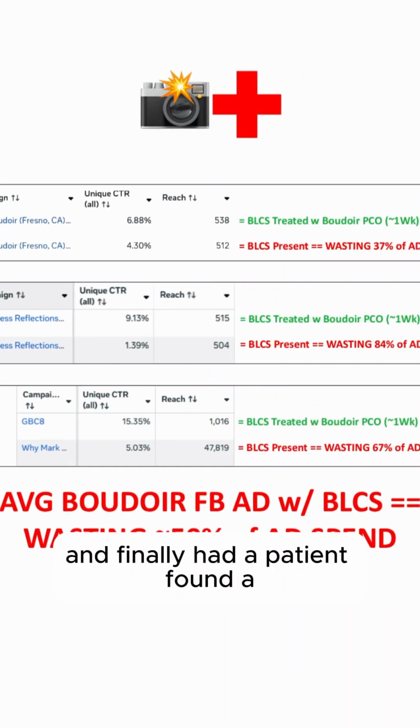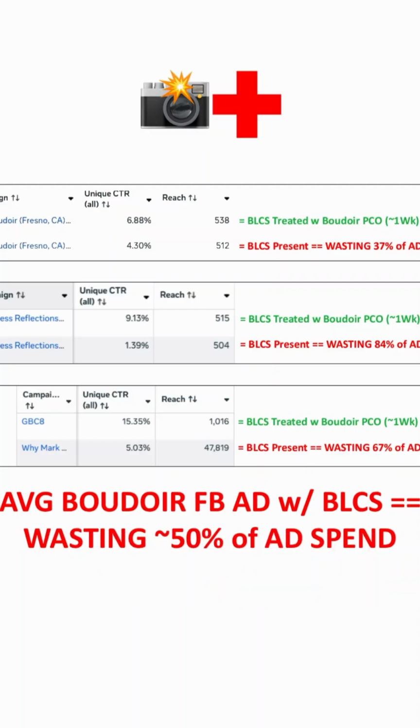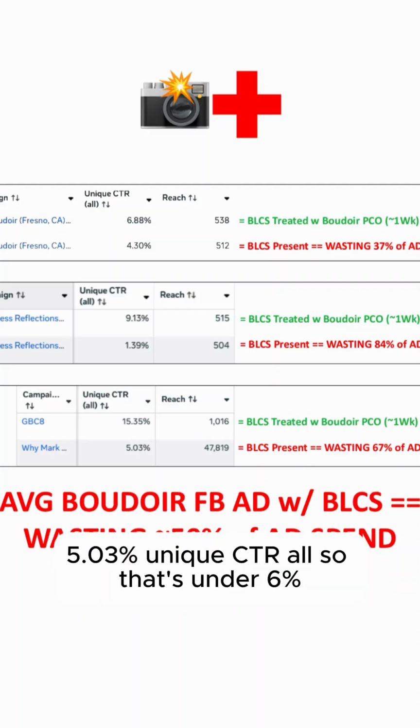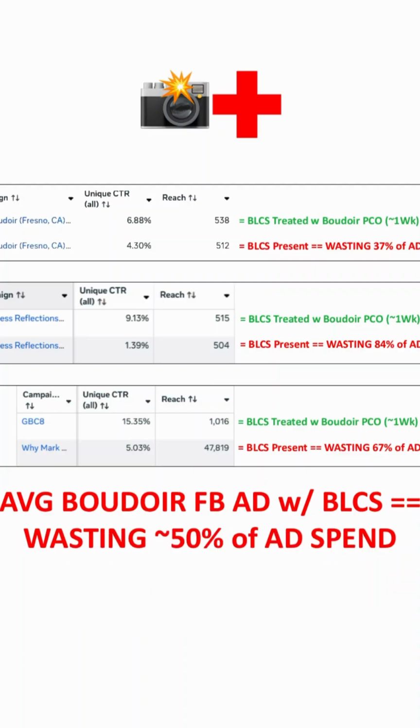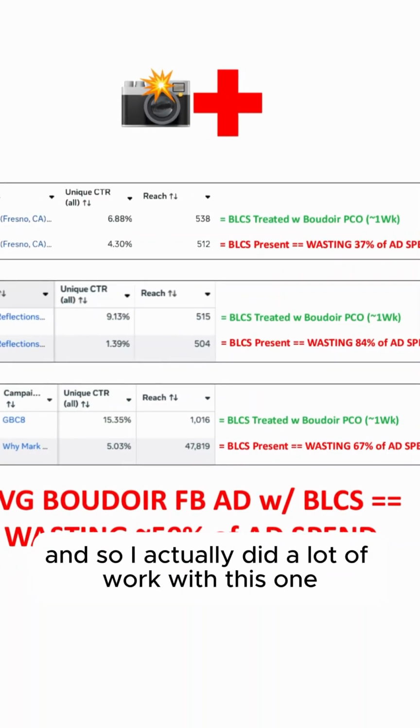And finally, had a patient find out his Boudoir Facebook ad had BLCS present, 5.03% unique CTR all, so that's under 6%. That's Boudoir low click syndrome. And so I actually did a lot of work with this one.